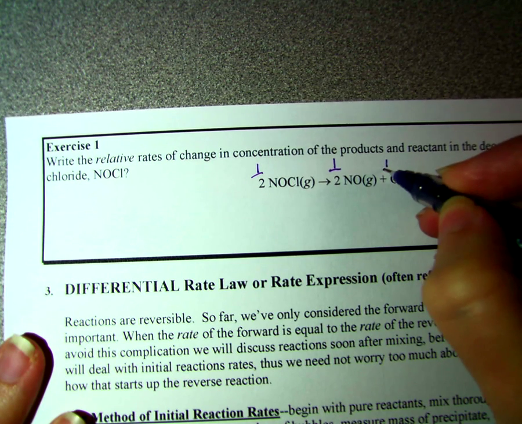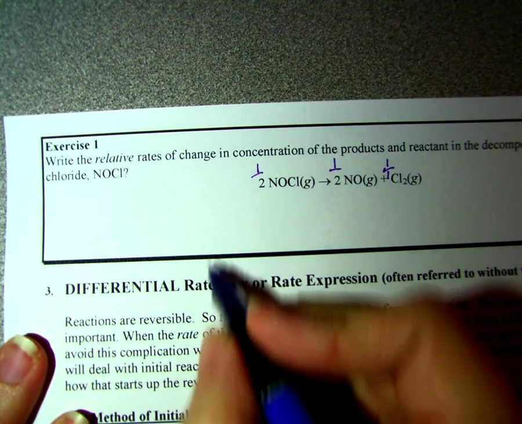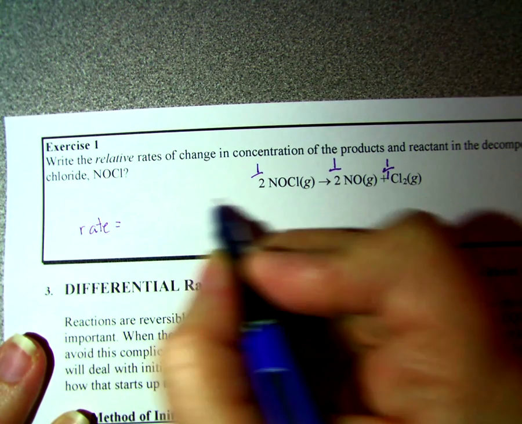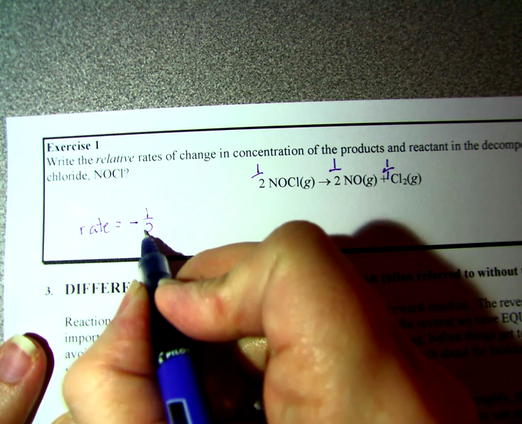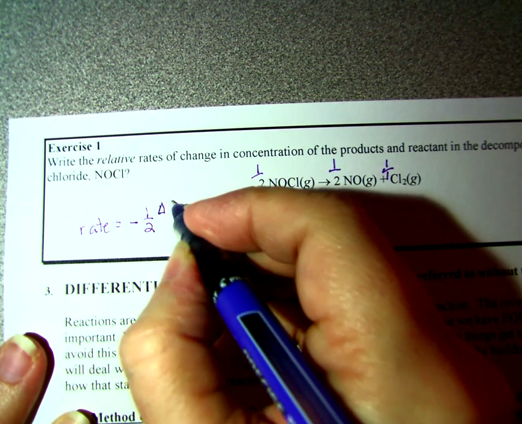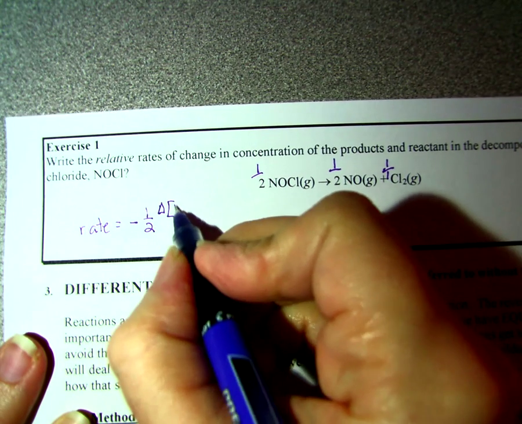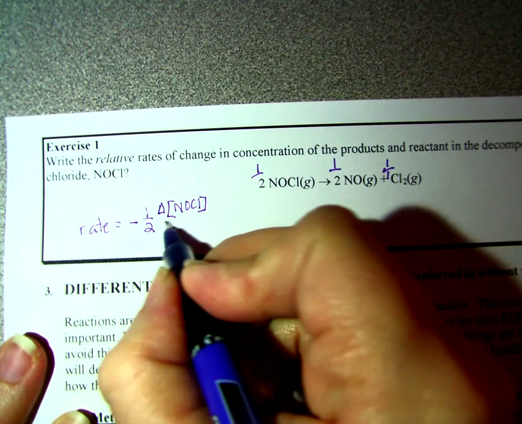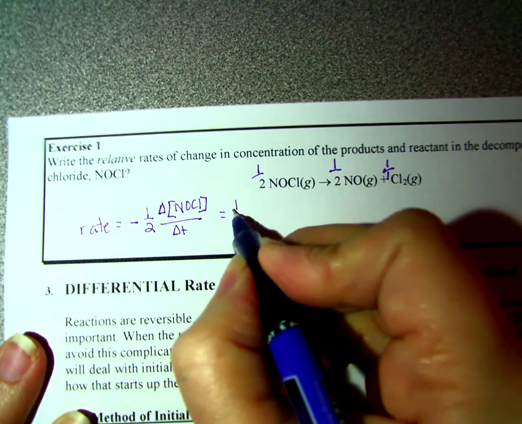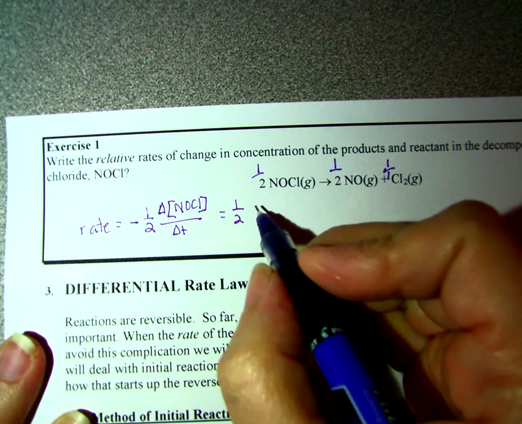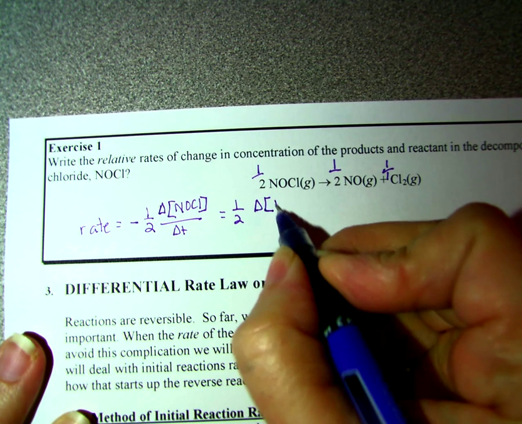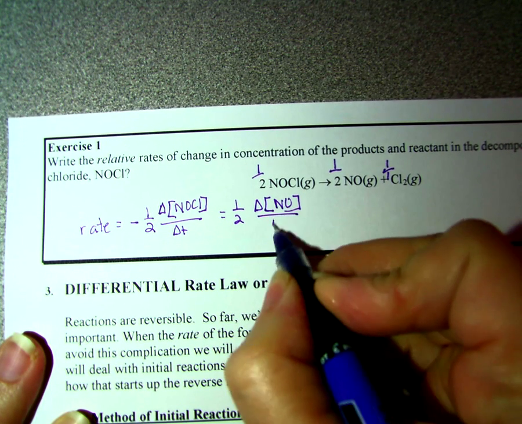and that's 1/1. So we have rate is equal to, this is our reactant, so that's a negative 1/2 of the change in concentration of NOCl over delta T. It is also equal to, this time it's a positive 1/2, the change in concentration of NO over delta T.